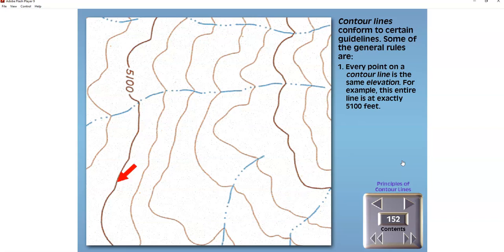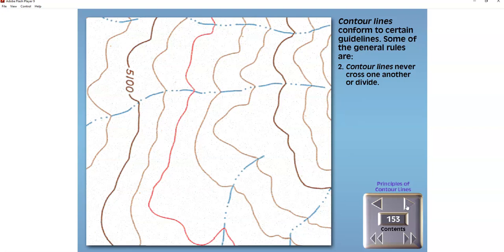Contour lines conform to certain guidelines. Some of the general rules are: 1. Every point on a contour line is the same elevation. For example, this entire line is at exactly 5,100 feet. Right, so these are very important rules. You might want to go back and play this section over again. So every point on this line is exactly 5,100 feet. And then the next line would be a different elevation, each one.